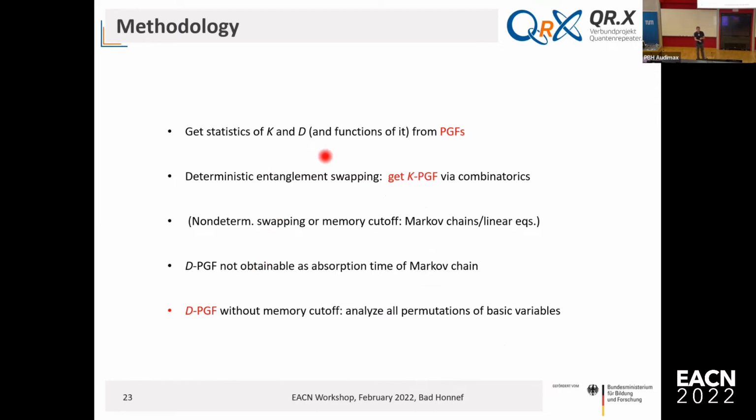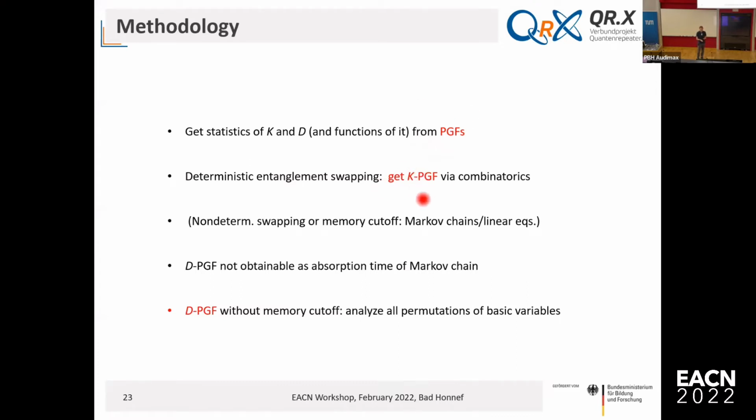Okay, so the methodology in our theoretical model is as follows. We have these two random variables, K and D, and functions of them. And how do we get the statistics of these? Well, our formalism is based on PGF, which stands for probability generating functions. So all we have to do is to get the probability generating functions for certain protocols, strategies, as I mentioned before. And how do we get the PGF?